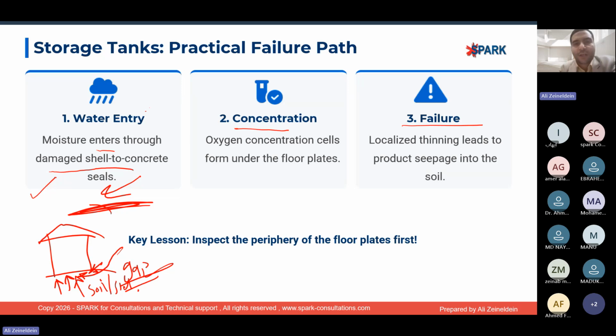Oxygen concentration cell from under the floor plate here due to aeration, and then finally localized thinning leads to product spillage into the soil. This is another scenario for the tank.